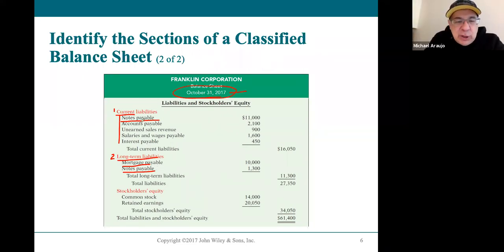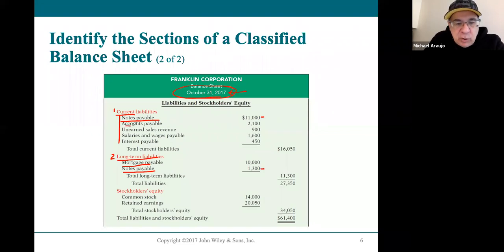So this note payable, which is worth $11,000, is due within a year. That's why it's under current liabilities. However, this portion of the note payable, this $1,300, isn't due until after 1 year from the date, which makes it a long-term liability. Interesting.